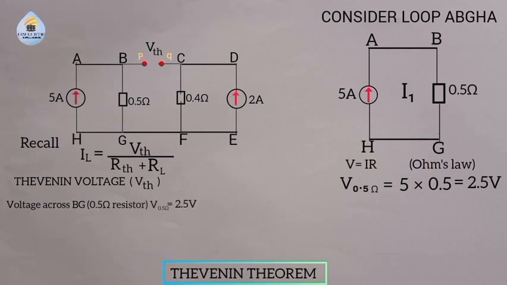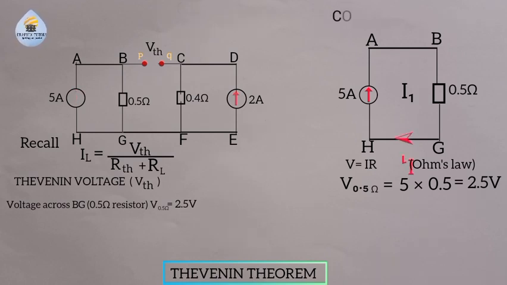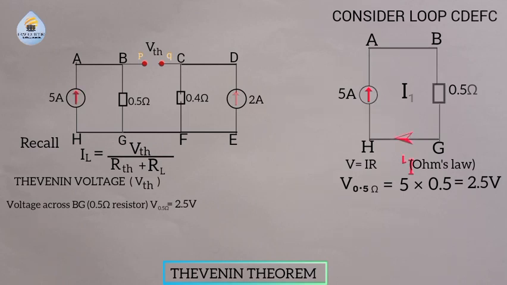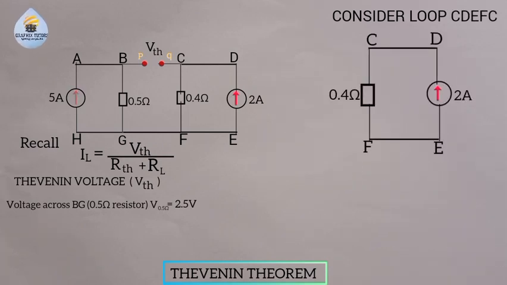Now we'll consider the other loop, which is loop C, D, E, F, C, which is what we have here. If you look at this current source, 2A, the arrow is facing up. So we are taking the direction of the arrow, and we call that loop, that circuit there, I2. So it means that I2 is flowing in this manner, right? The good news is we have I2 already.